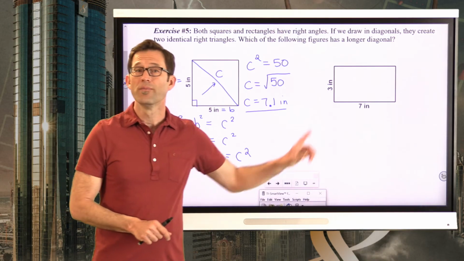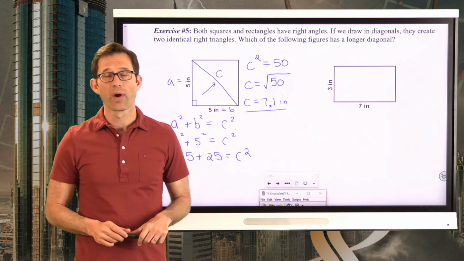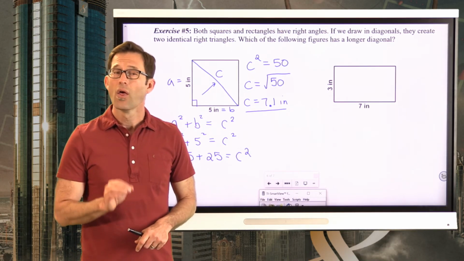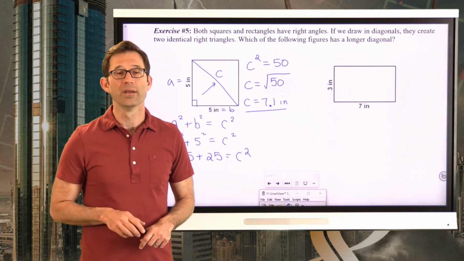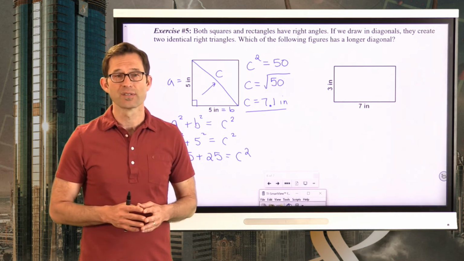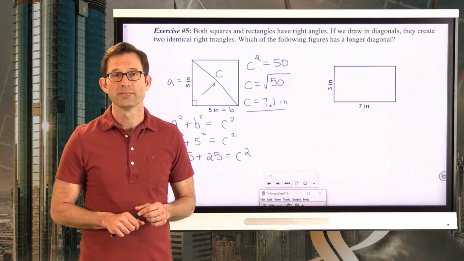Now what I'd like you to do is do the same for that rectangle, draw in its diagonal, throw in a right angle where you know one is, and then figure out the length of its diagonal. Pause the video now.